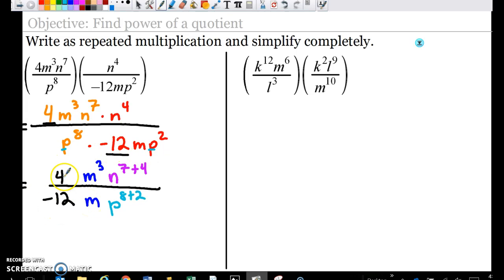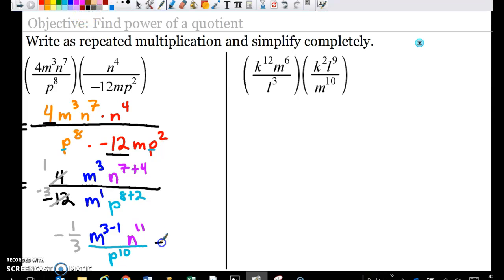Can I simplify 4 over negative 12? You should be saying yes. Divide by 4, I get 1. Divide by 4, I get negative 3. So my fraction becomes negative 1 over 3. Now it's going to be m to the third divided by m to the first. So it would be m to the 3 minus 1, n to the 11th. Then this p stuff is all on the bottom. So we put that on the bottom. 8 plus 2 is 10.